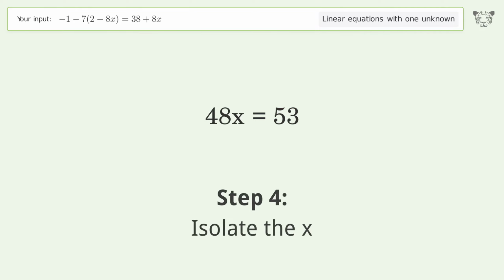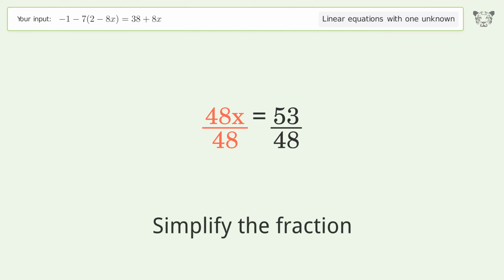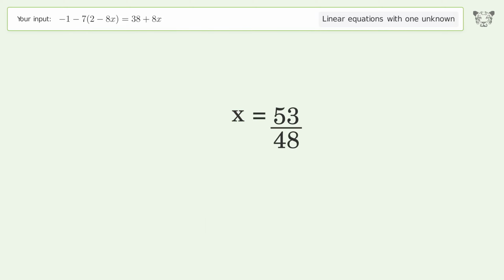Isolate the x. Divide both sides by 48. Simplify the fraction. And so the final result is x equals 53/48.